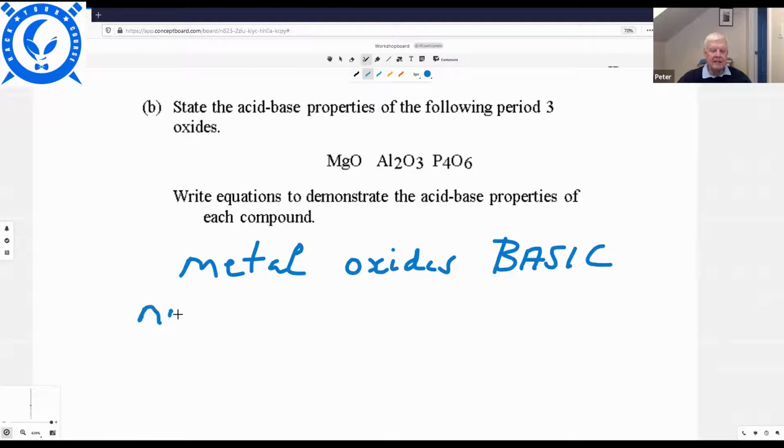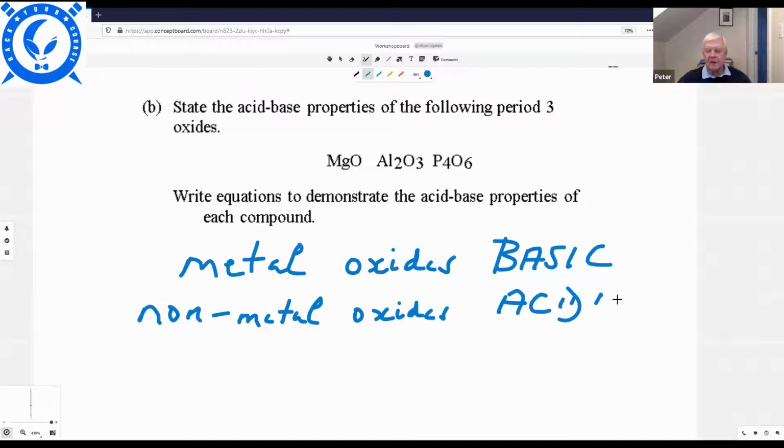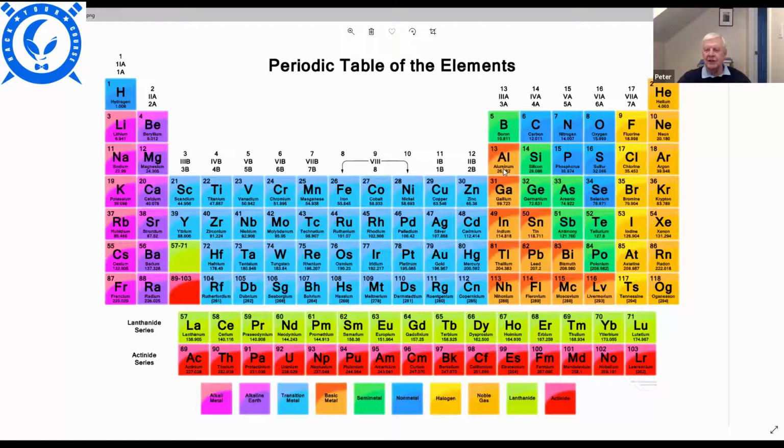Non-metal oxides are acidic, and the aluminum sits right in the middle. If you remember your periodic table, should I drag that up again? Here's aluminum sitting right dead center between metals and non-metals.